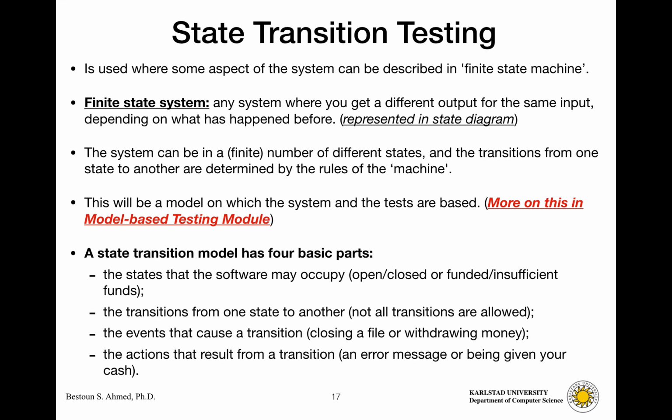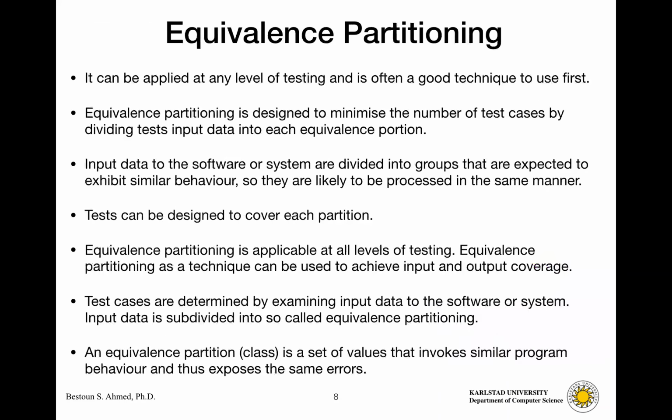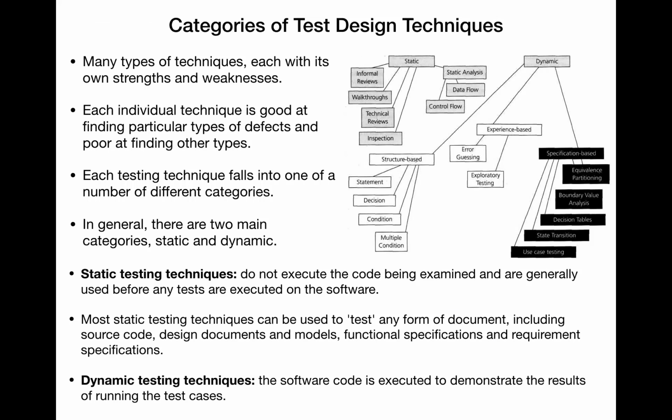Now we will continue with the test design techniques with our graph that we had before. So this is the graph, and then we were speaking about equivalence partitioning and boundary value analysis, and then decision table. Now we have state transition and then use case testing, and we will go to the experience based and structural based and so on.